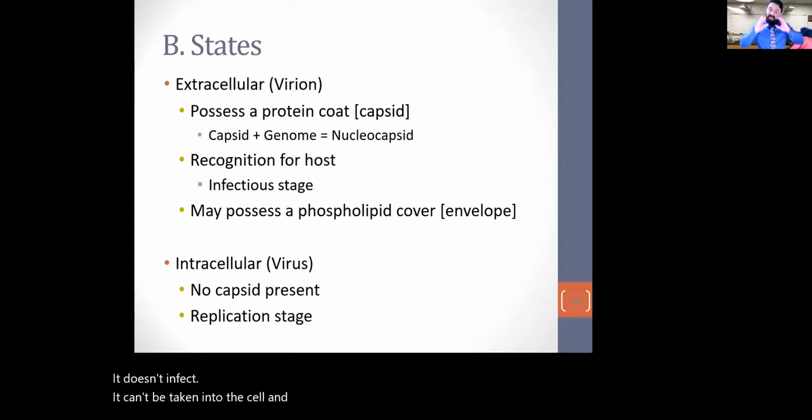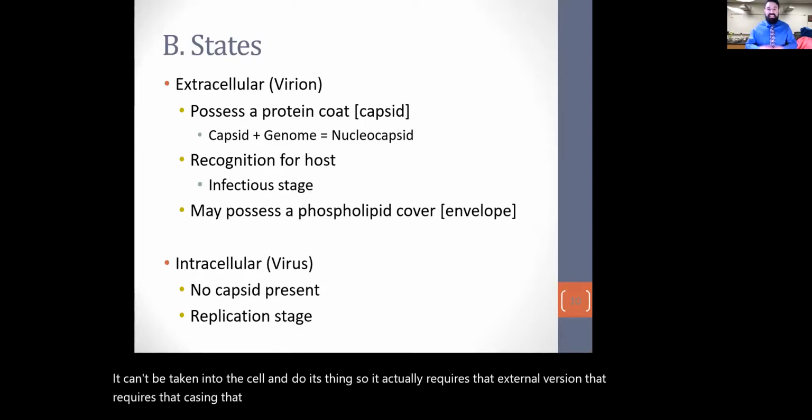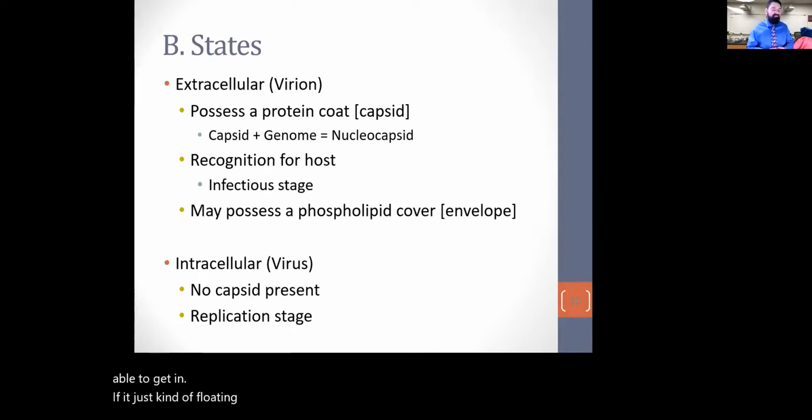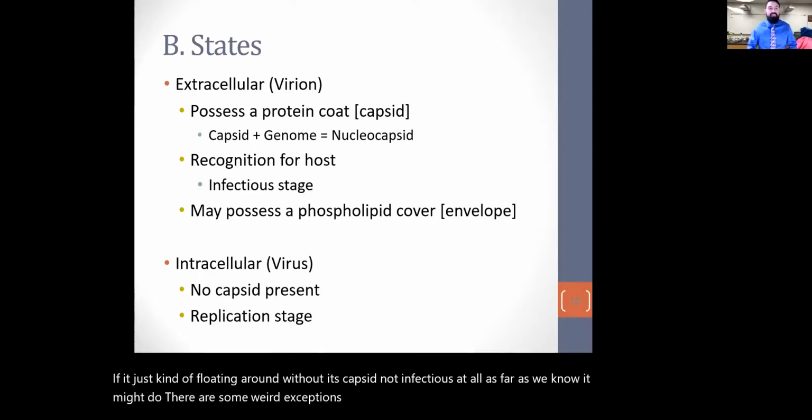So it actually requires that external version. It requires that casing, that outside layer of protein, that capsid that we're talking about, to be able to get in. If it's just kind of floating around without its capsid, not infectious at all, as far as we know, mind you. There are some weird exceptions that appear in plants sometimes too.